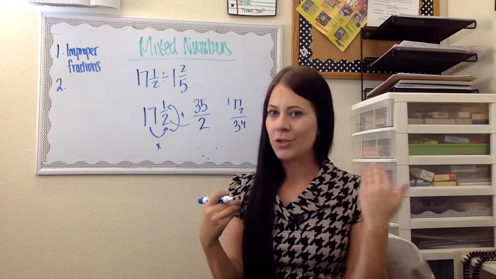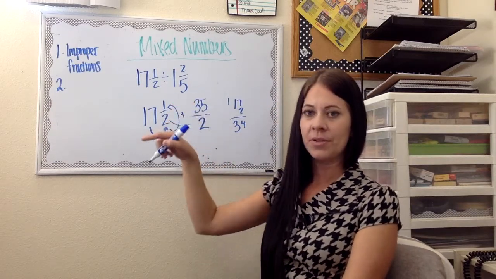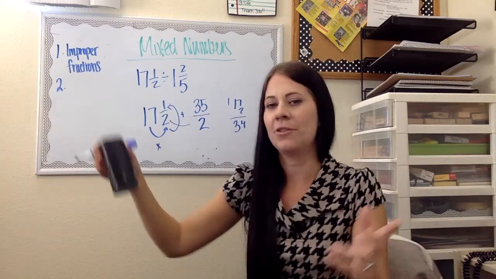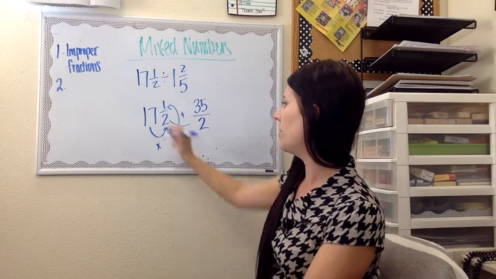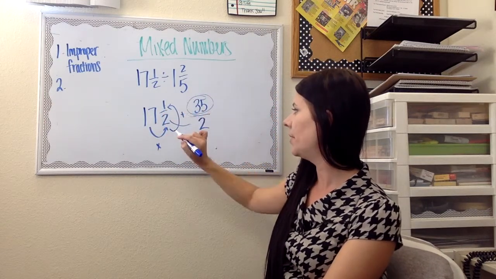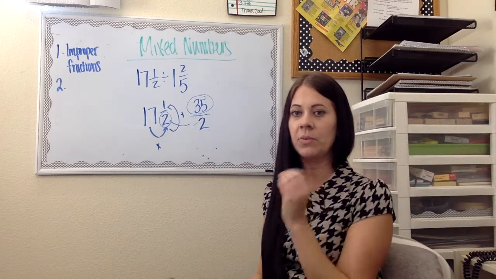And 35 over 2 is 17 and a half, or 17.5. Okay, check it on a calculator if you don't believe me, or do the math. Calculator's probably quicker. Okay, so that is how we change it. So we multiply by the denominator, add that numerator, that goes in the top, and then you have to keep the same denominator. That's really, really important.